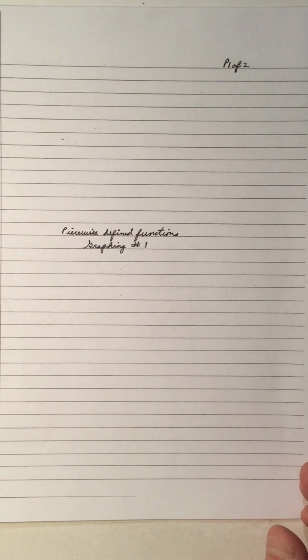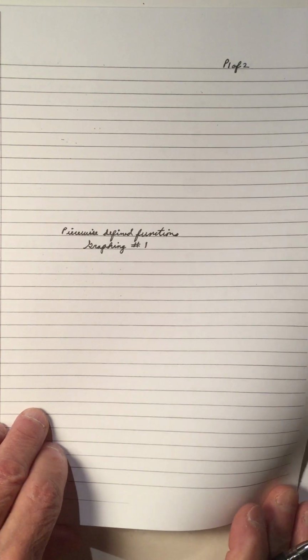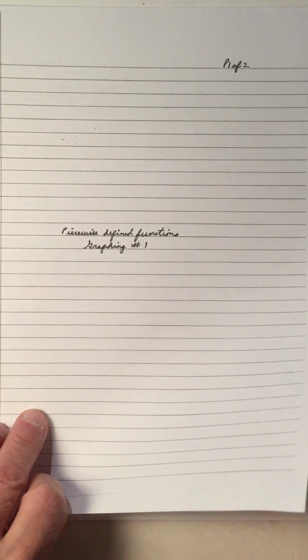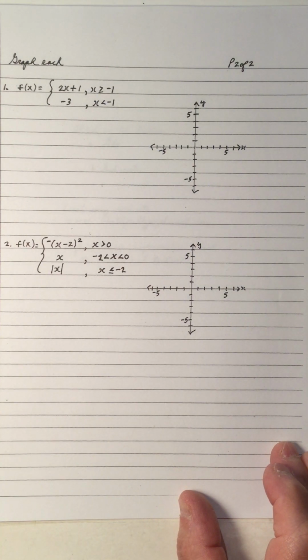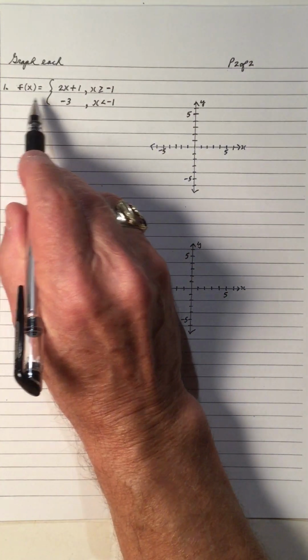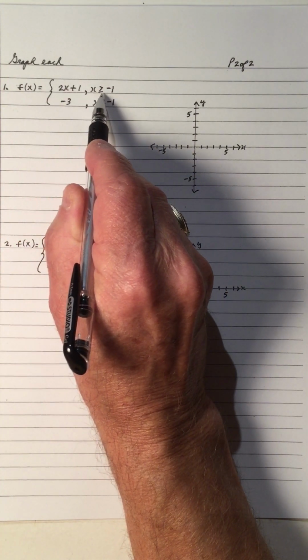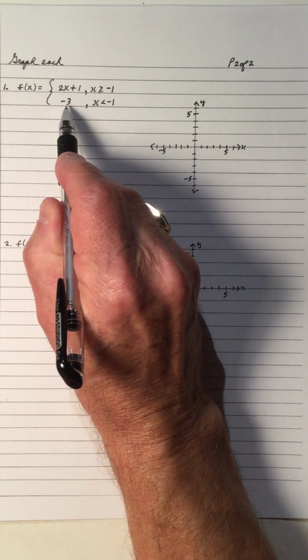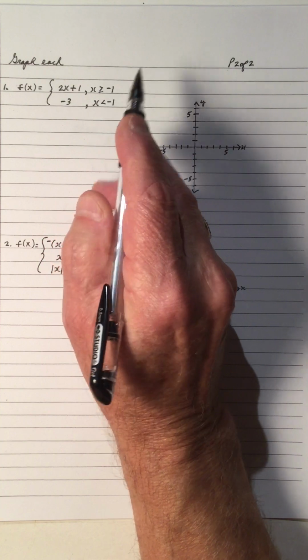Hi, welcome to my video on piecewise defined functions, and this one's on graphing, and this video is graphing number 1. So again, we will graph each of these, and we have f of x equals 2x plus 1 when x is greater than or equal to negative 1, and we have equals negative 3 when x is less than or equal to negative 1.